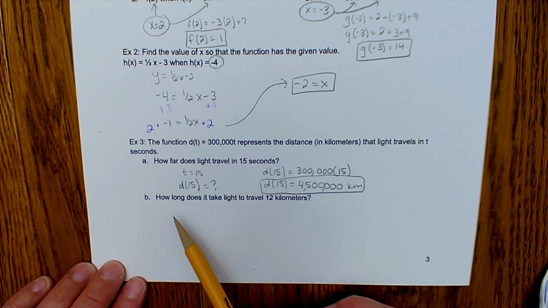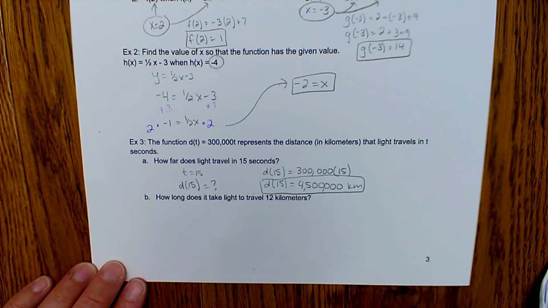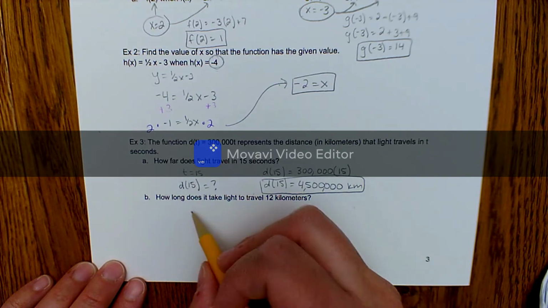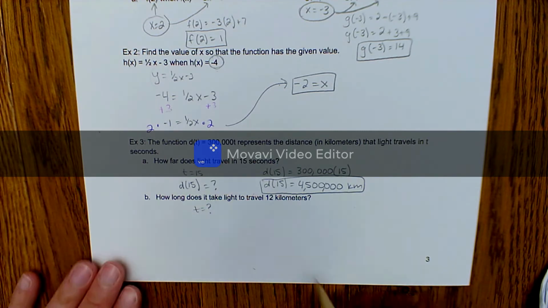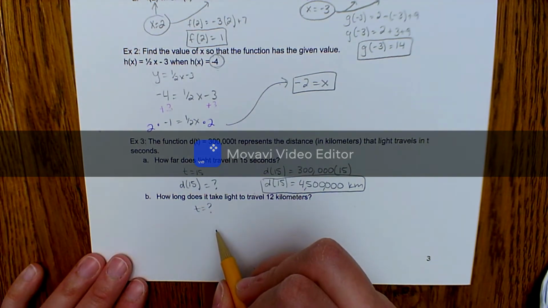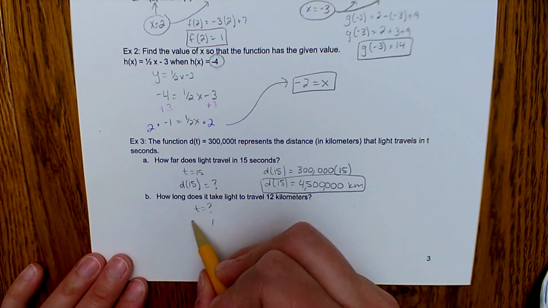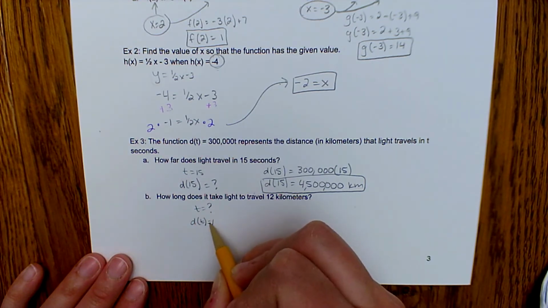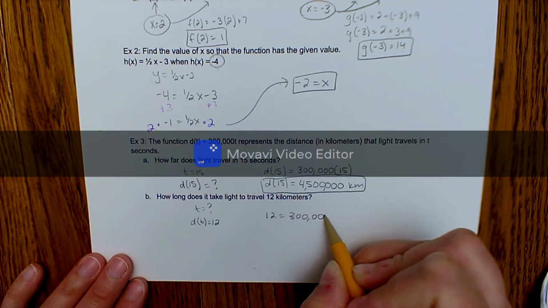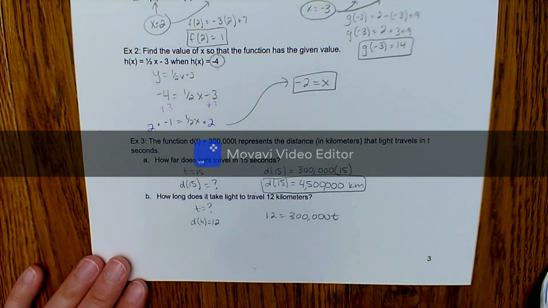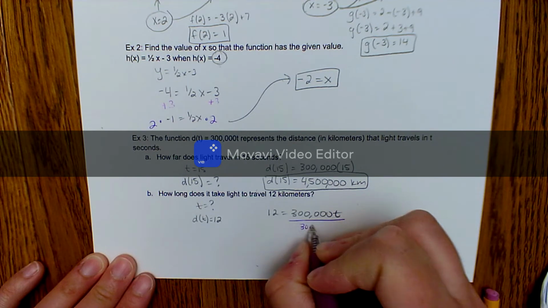Now for part B, how long does it take light to travel 12 kilometers? So 12 kilometers actually ends up being my d of t, and I'm solving for that t. So it's just like example 2. So I have d of t equals 12. So 12 equals 300,000 times t, and I'm solving for t. So I'm going to have to divide by that 300,000.